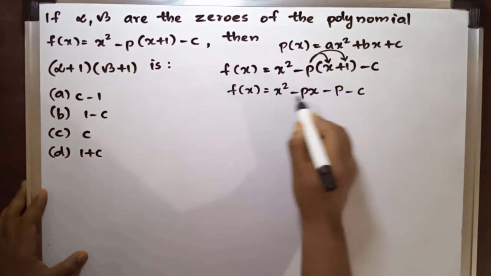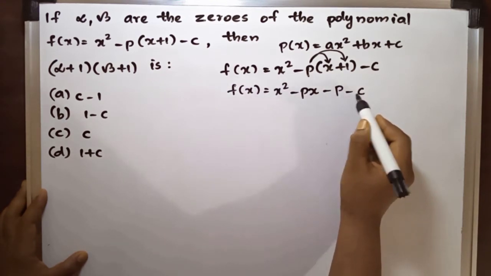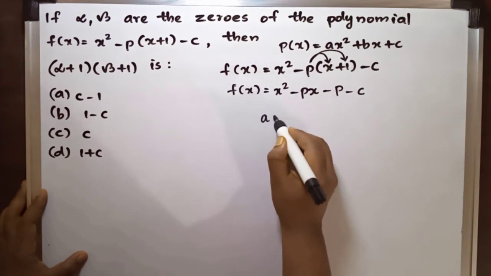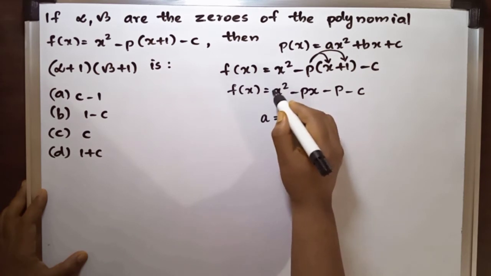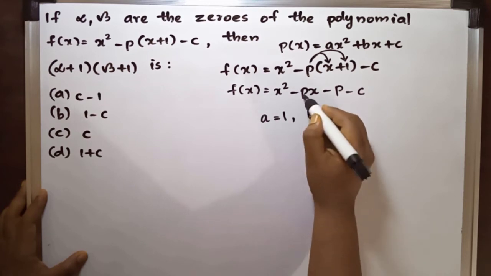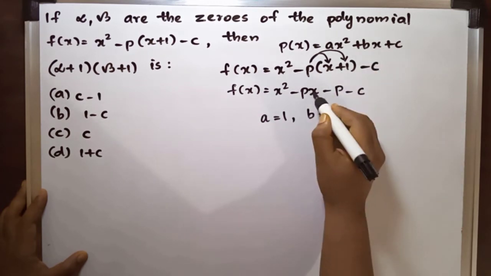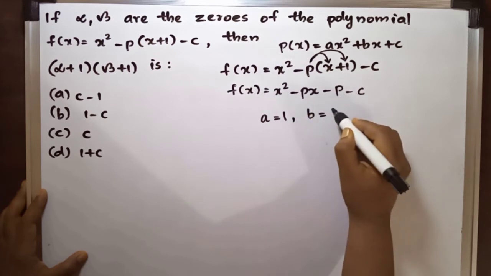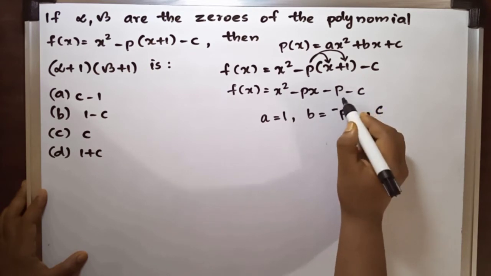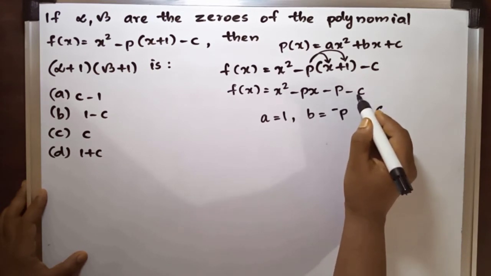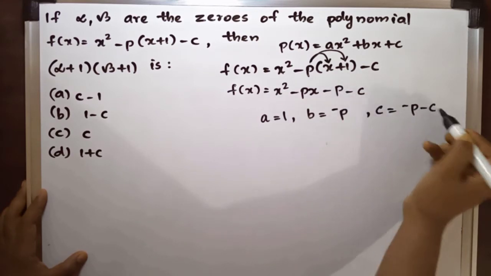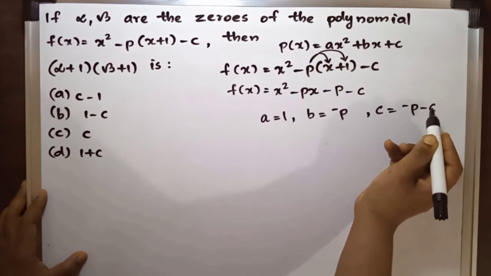Now we have got a quadratic polynomial. Here, what is in place of a? A means coefficient of x square, that is 1. What is in place of b? B is coefficient of x. Here, coefficient of x is minus p. Now what is c? C is constant term, that is term which do not contain x. Here it is minus p minus c.